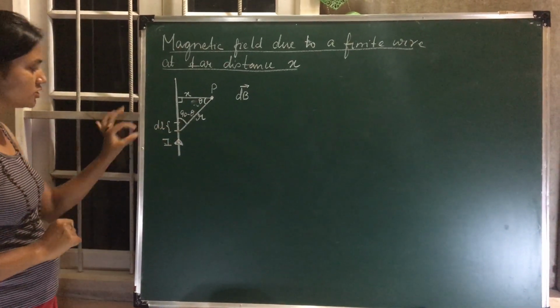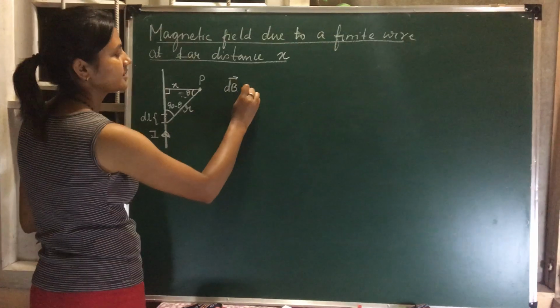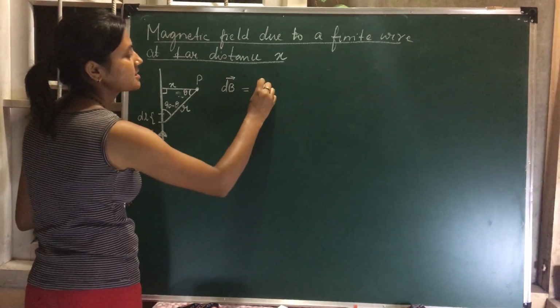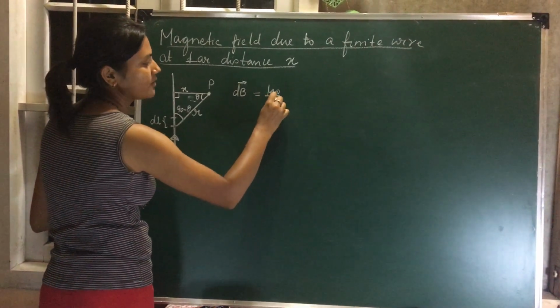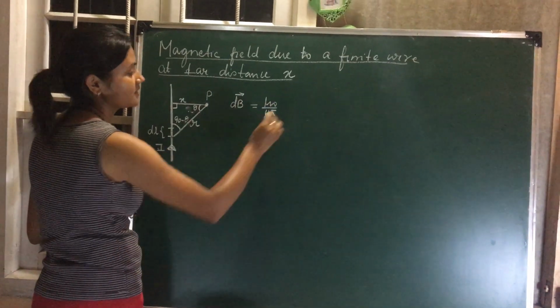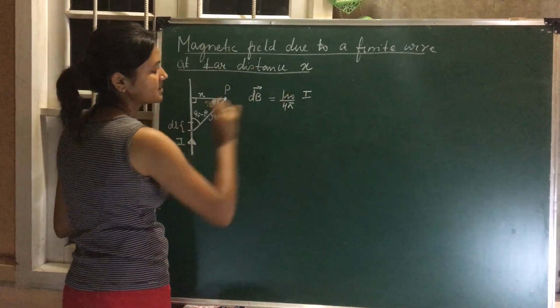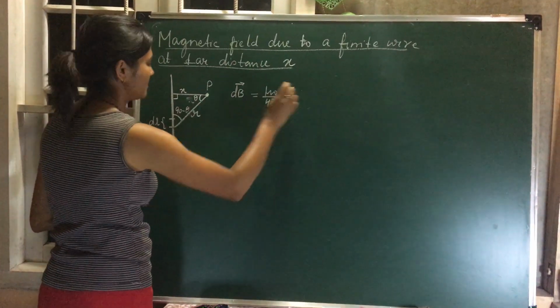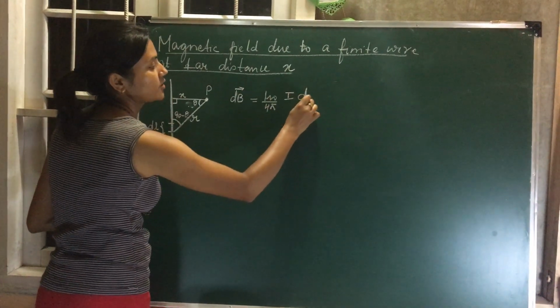Okay. Now due to dl, magnetic field, let us find it out. What it is? Mu 0 by 4 pi, which is a number, 10 to the power minus 7. What is the current? I is the current. Okay. Then due to the elemental section, what it is?